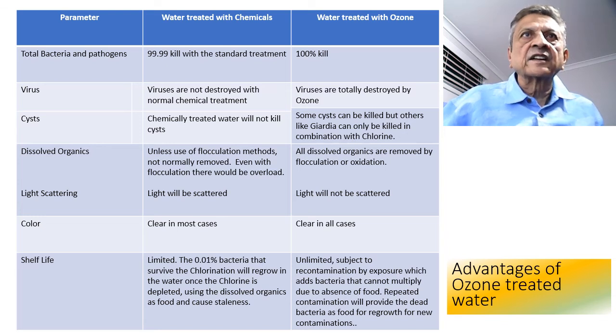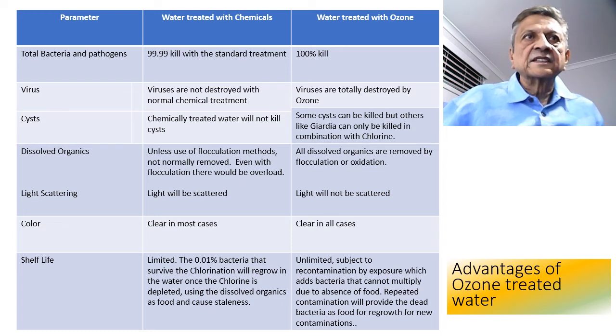Cysts: chemically treated water will not kill cysts. Some cysts can be killed with ozone, but others like Giardia can only be killed by a combination of ozone and chlorine. Dissolved organics: unless flocculation methods are used, they are not normally removed. Even with flocculation, there would be some overload. All dissolved organics are removed by flocculation or oxidation when ozone is used.